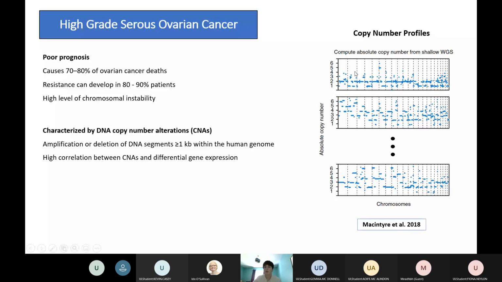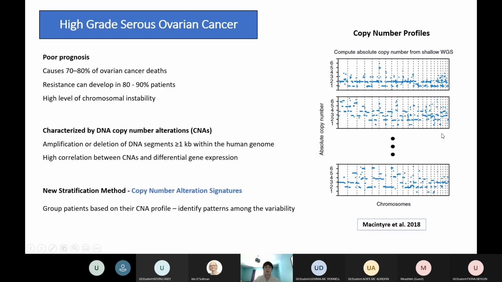On the right here, you can see a simplified version of a copy number profile for a specific patient. Here each column represents a specific chromosome, so chromosome 1 to 23. On the left is the copy number state of that chromosome, where 2 would be the normal or diploid state. The blue dots represent the copy number state of specific DNA segments within the human genome. If these blue dots are above or below 2, that represents a copy number alteration, so an amplification or deletion. You can see straight away from these patient samples, there's a huge level of variability or heterogeneity across ovarian cancer, which makes it very difficult to stratify patients for specific treatment regimens. This patient's profile is very different to the next patient's and so on.